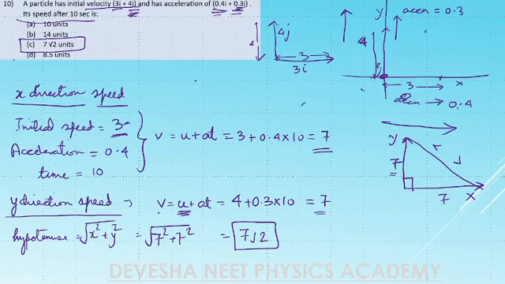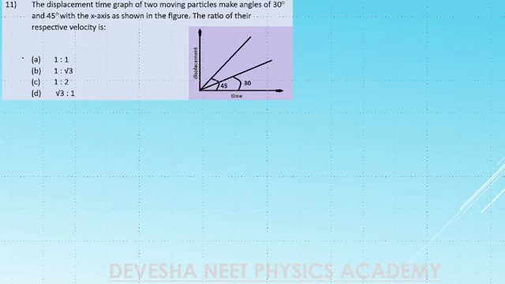Alright, let's go to the next problem now. The displacement time graph of two moving particles make angles of 30 degrees and 45 degrees with the x-axis. So there are two particles given here. One particle is this one, for example, and the other particle is this one. Imagine that this is B and this is A, and 45 degrees with the x-axis. So what is the ratio of the respective velocity?